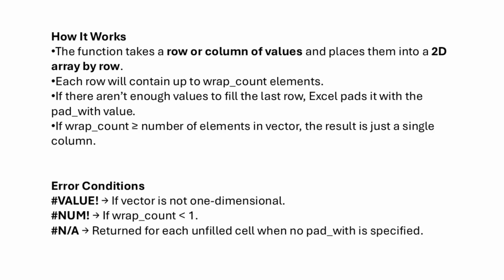How it works. The function takes a row or column of values and places them into a 2D array by row. Each row will contain up to wrap_count elements. If there aren't enough values to fill the last row, Excel pads it with the pad_with value. If wrap_count is greater than or equal to the number of elements in the vector, the result is just a single row.